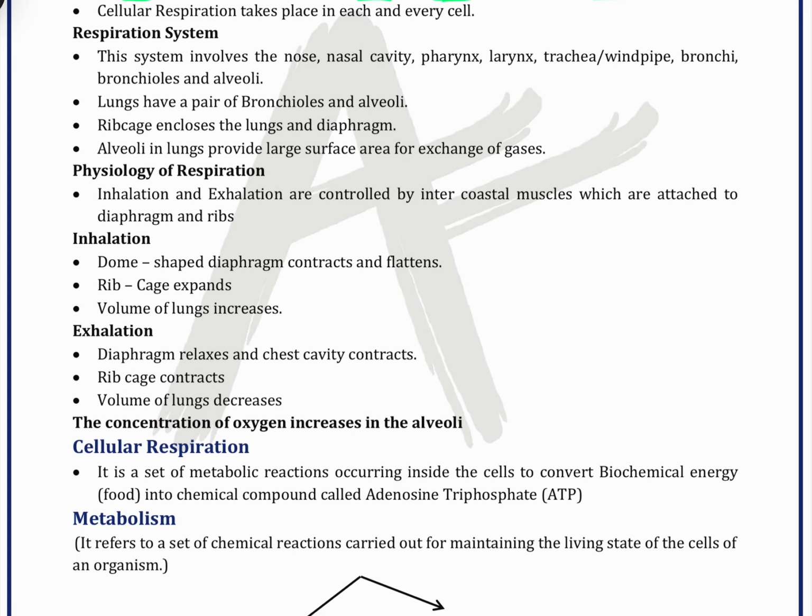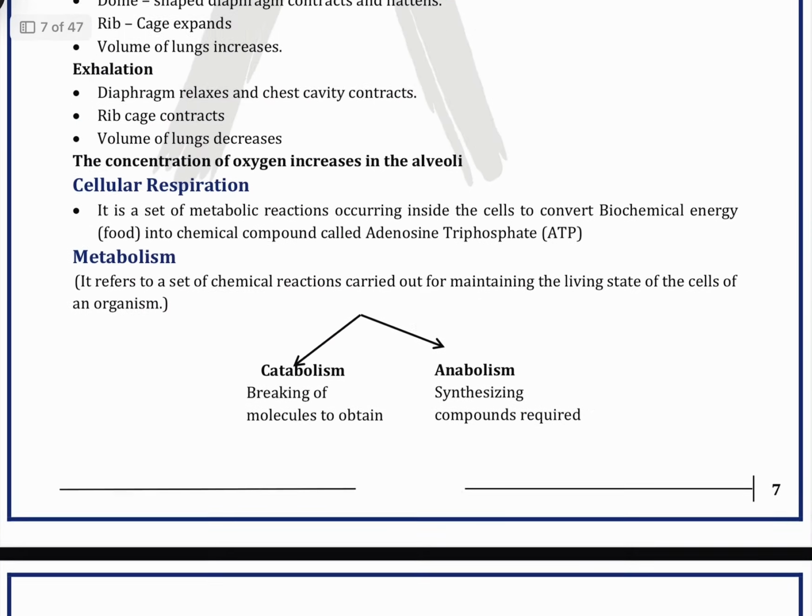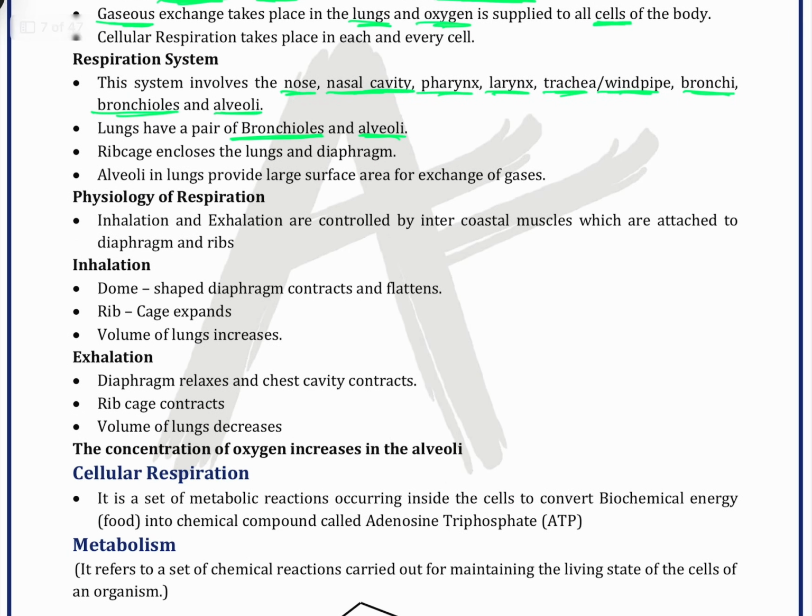Then the respiratory system. This system involves the nose, nasal cavity, pharynx, larynx, trachea or windpipe, bronchi, bronchioles, and alveoli. Lungs have a pair of bronchi, and alveoli. If there is a diagram, I'll show you. Okay, there's no diagram. So lungs have a pair of bronchi with bronchioles and alveoli.